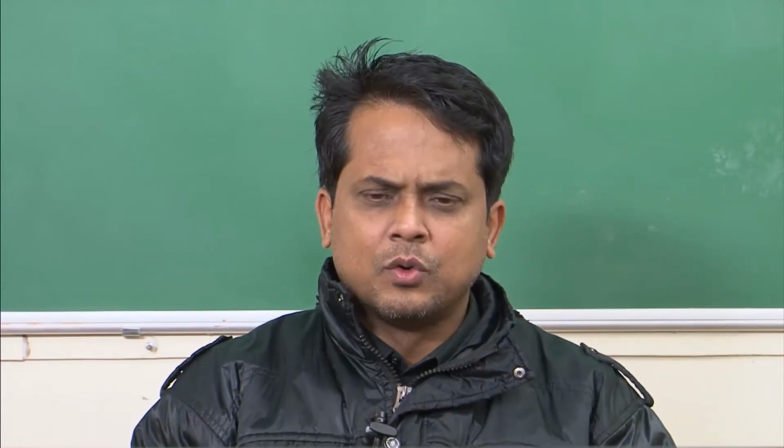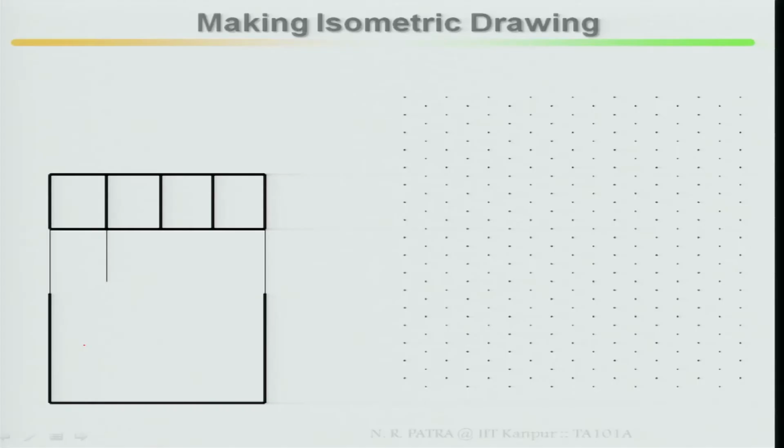So last class I finished how to make isometric drawing by means of the boxing method, and I covered a few examples. Just before I proceed further, let me take a slight repetition of how to make an isometric drawing. You will be given either 3 views or 2 views. That means top view and front view, or top view, front view and side view.